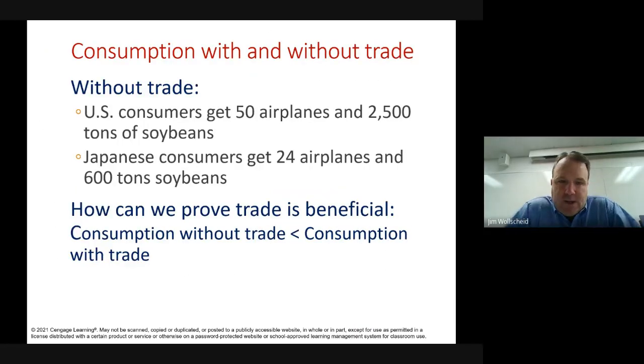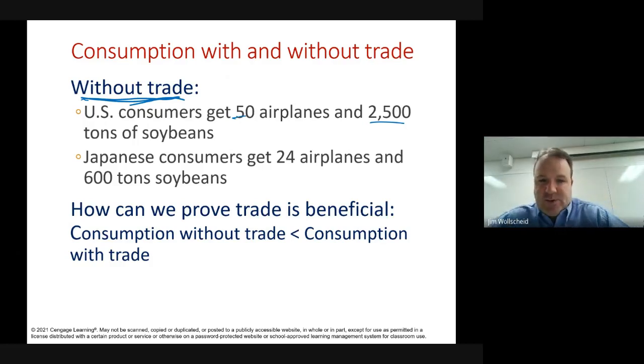So here's kind of the baseline. So without trade, we're going to start here at the baseline. Here's what we get. The US gets 50 airplanes, it can get 2,500 tons of soybean. Japan, 24,600. So we have our baseline.